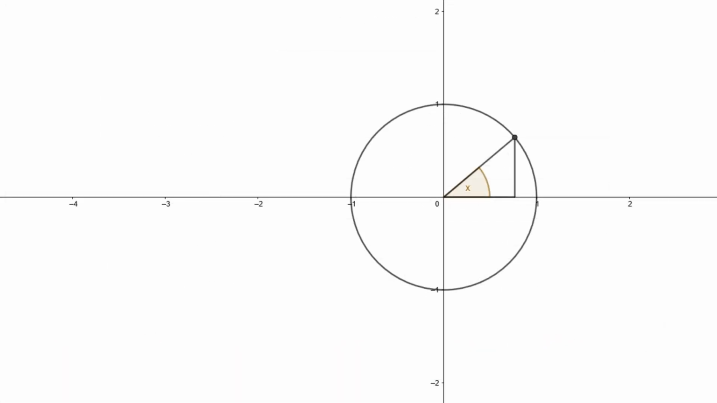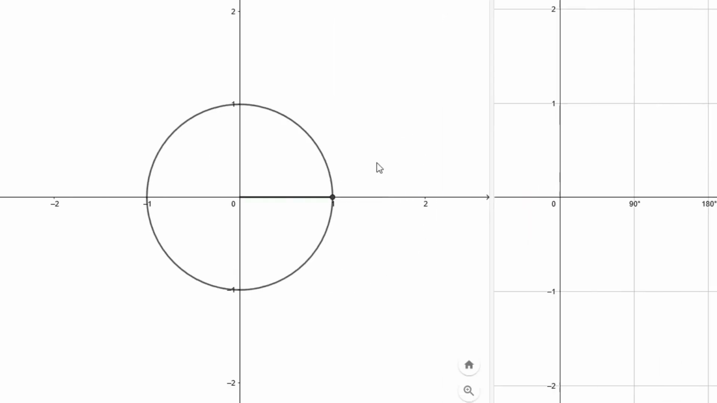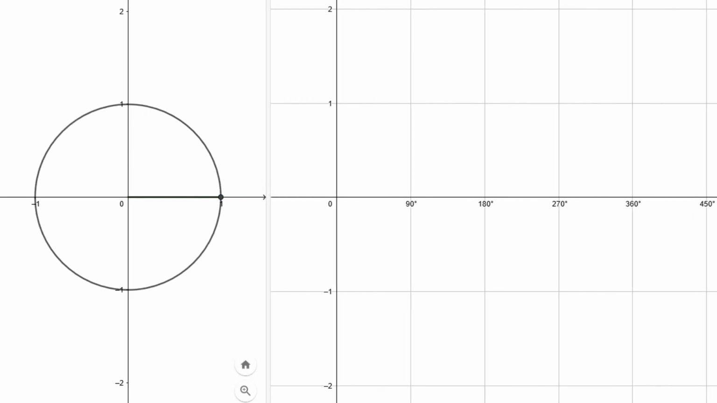Our definition of the tangent of the angle x was the gradient of the hypotenuse of this triangle. We'll illustrate that by making the line green to stand out. Let's reset the angle to 0 and consider the value of the tangent of x as that angle changes from 0 to 360. When the angle is 0 degrees, the gradient of that line is 0, and so the tangent of 0 will be 0.